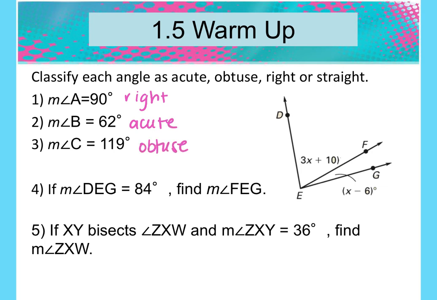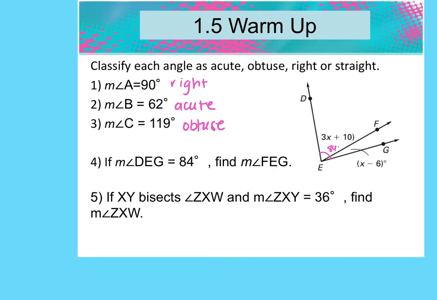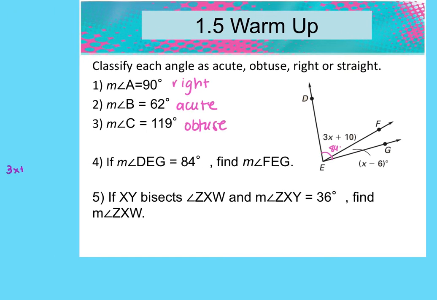4 says if the measure of DEG is 84, so on this drawing here, DEG would be the whole angle. If that's 84 degrees, find the measure of FEG. How do I do it? Santi. Oh, so basically you add 3x plus 10 and x minus 6 and set it equal to 84. Good. 3x plus 10 plus x minus 6 equals 84. Then you combine your like terms. 4x plus 4. You would end up with 20 after doing all the work.